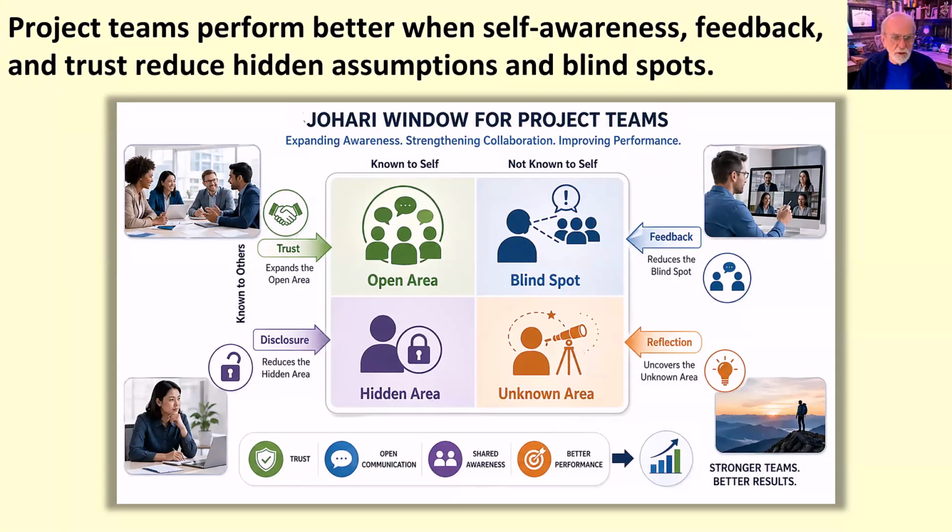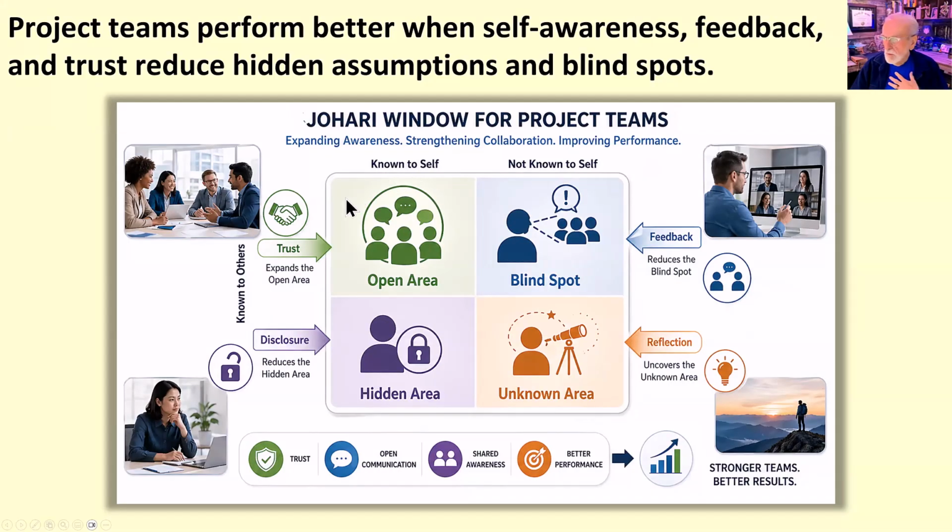We're talking about using this Johari window to improve awareness. Project teams perform better when self-awareness, feedback, and trust reduce hidden assumptions or blind spots. So what you see here is this four-cell quadrant. It's a 2x2 matrix that's divided up into these areas.